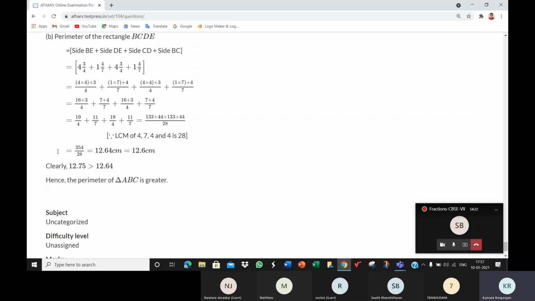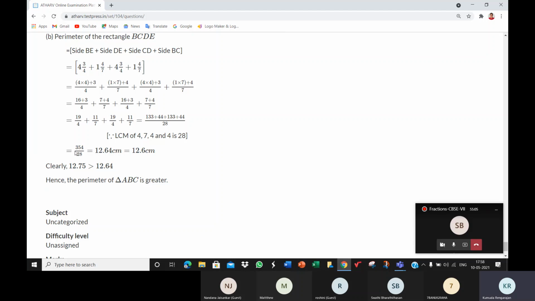Now this 177 by 14, can you reduce it further? No, ma'am. How can you make out? Because the denominator is 14. 14 happens in which multiplication tables? Ma'am, 7 and 14. No, you cannot take 14, no, because it's not a prime number. You should say only prime numbers. Ma'am, 2 and 7. Very good.